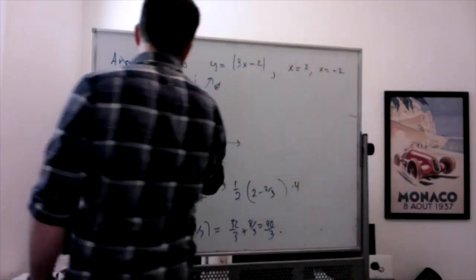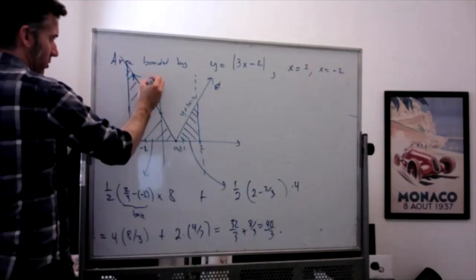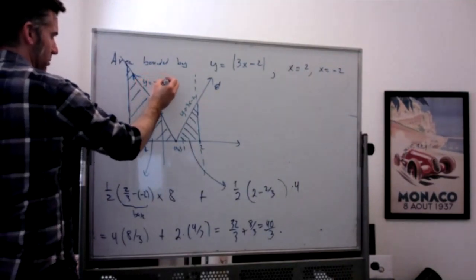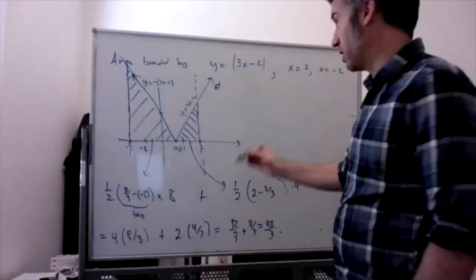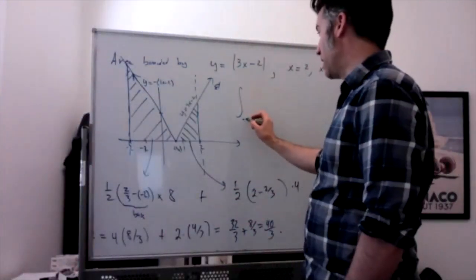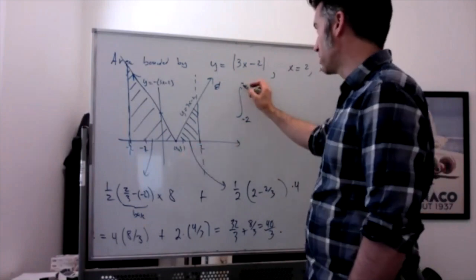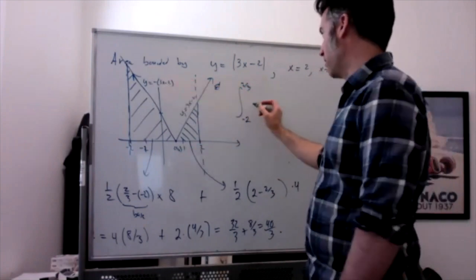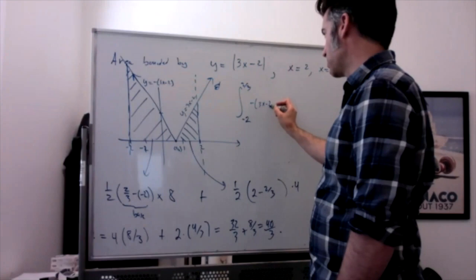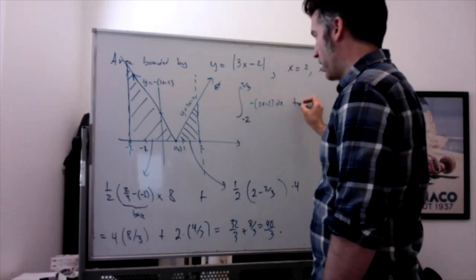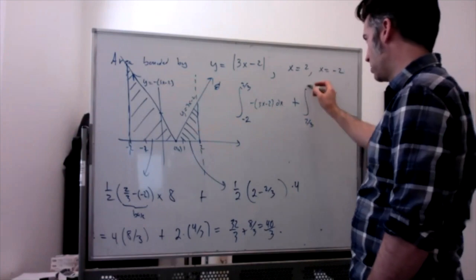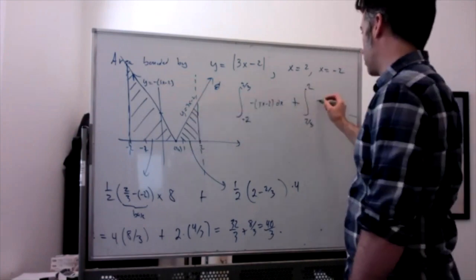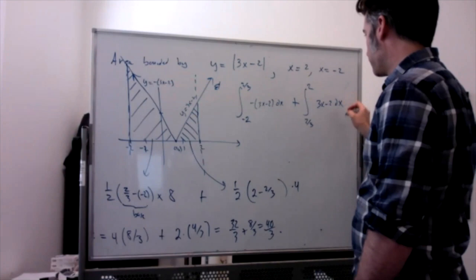And over here, it's the negative of that. Over here, it's y equal to negative 3x minus 2. So you can break this up as two integrals. You can say, okay, it's the integral from -2 to 2/3 of negative 3x minus 2 dx, plus this area, which is going to be the integral from 2/3 to 2 of this function, which is 3x minus 2.